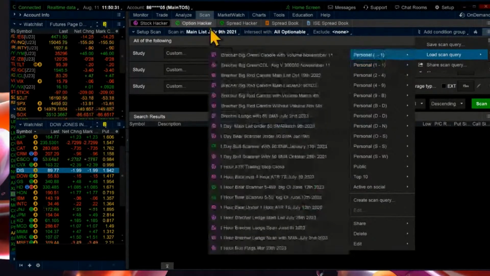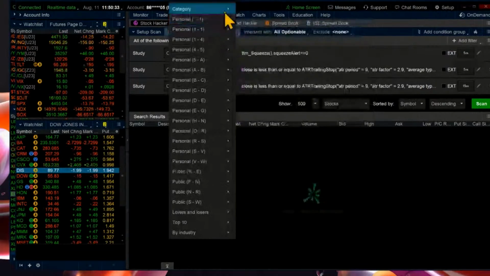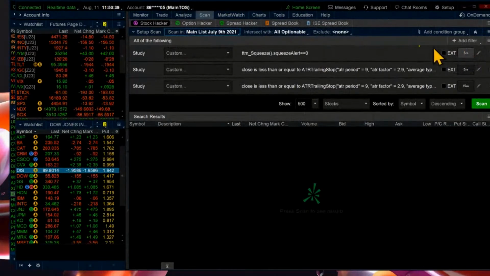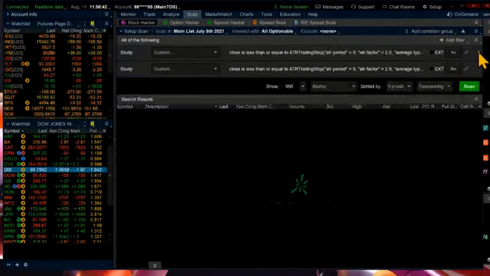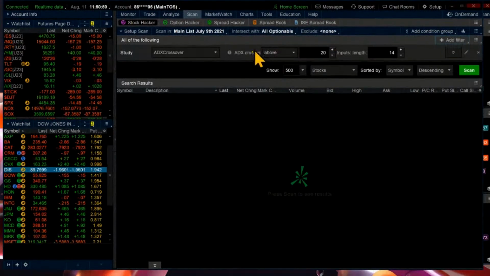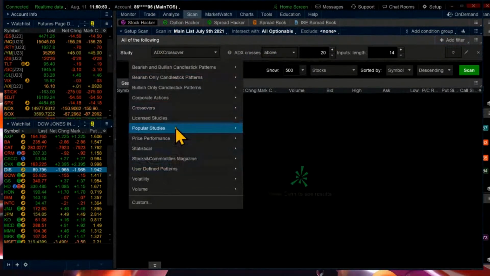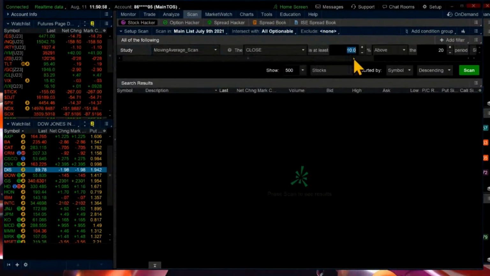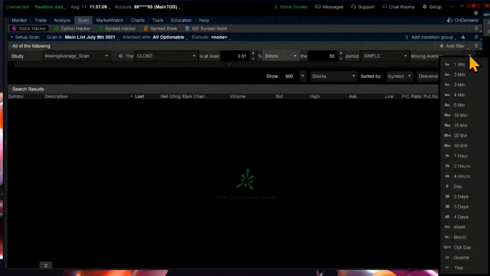So all you're doing in there is you're doing a real simple list. So you can take my main list, and all you're doing in here is you're just going in my main list and you're adding a filter and you're taking a study and you're taking popular studies, moving average, the close at least 1%, let's say 0.01 below the 50, but not on a daily. This is on a 4-hour.